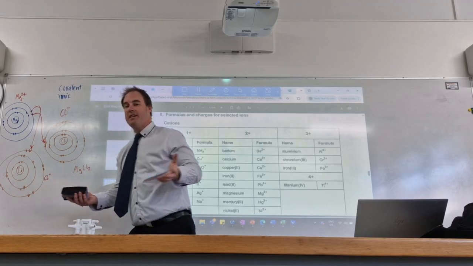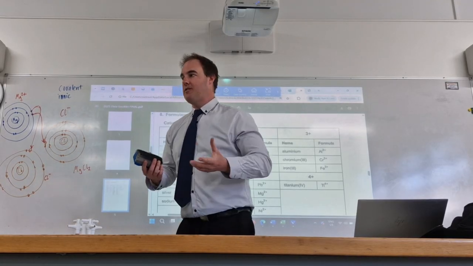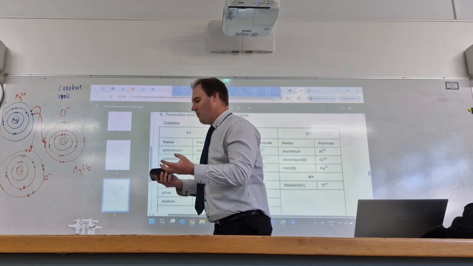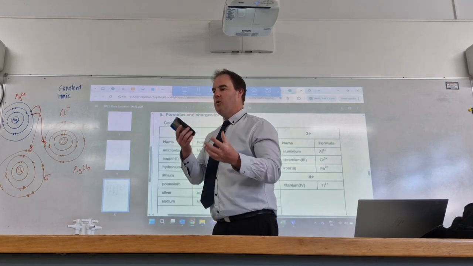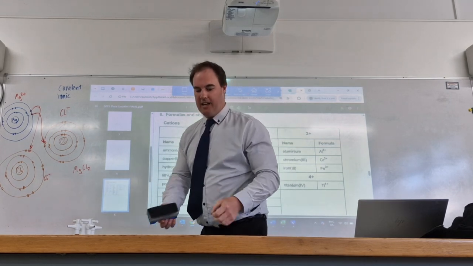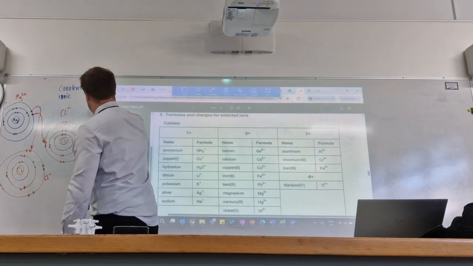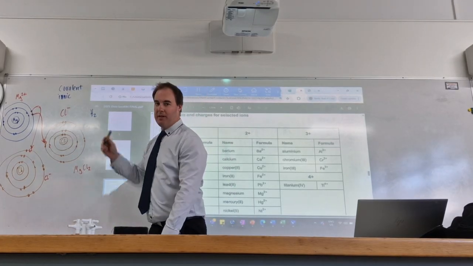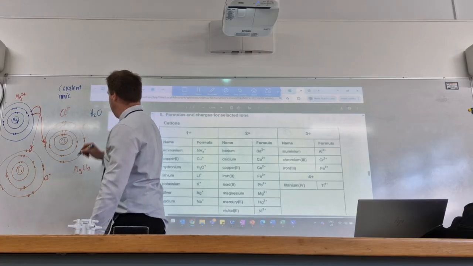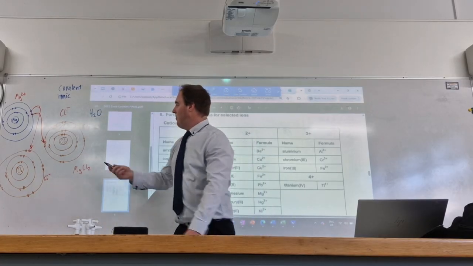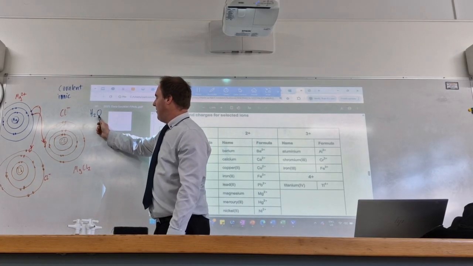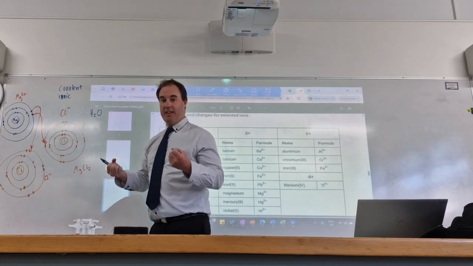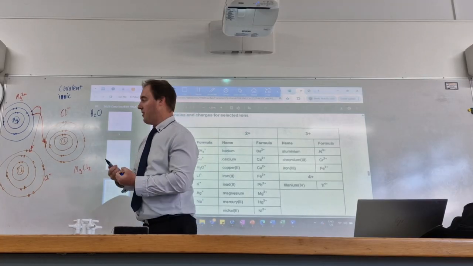And remember, a compound is just a word given to a situation when you've got 2 or more different elements bonding together. So for example, hydrogen, that's not a compound. Okay, there's only 1 element there. But if I add in oxygen, now it's a compound because you've got hydrogen and oxygen. You've got 2 or more different elements there that have bonded together, and that's now called a compound.